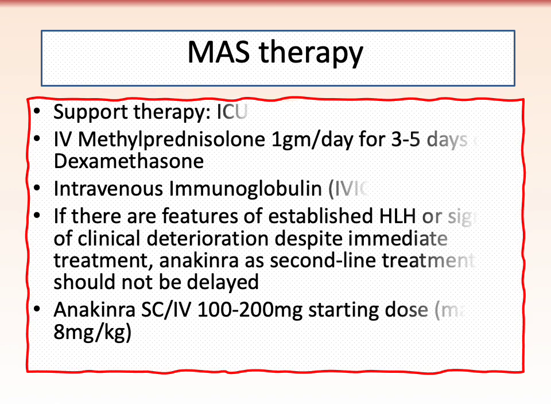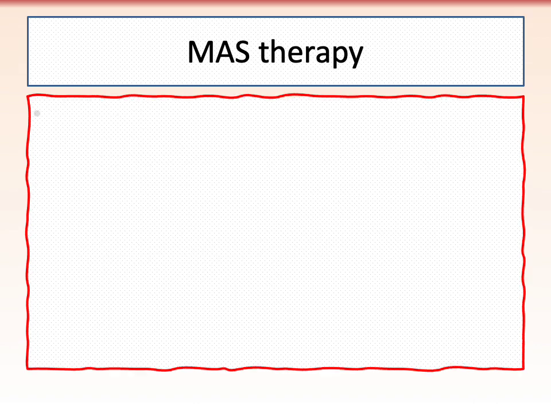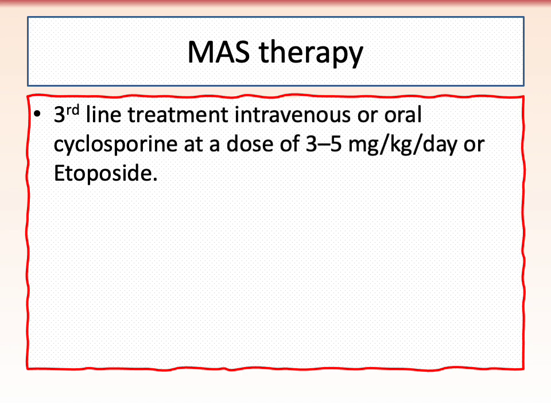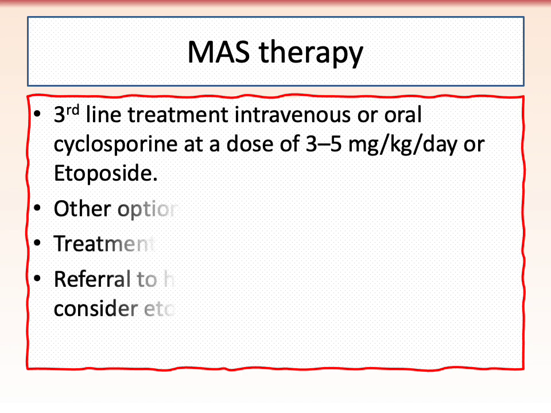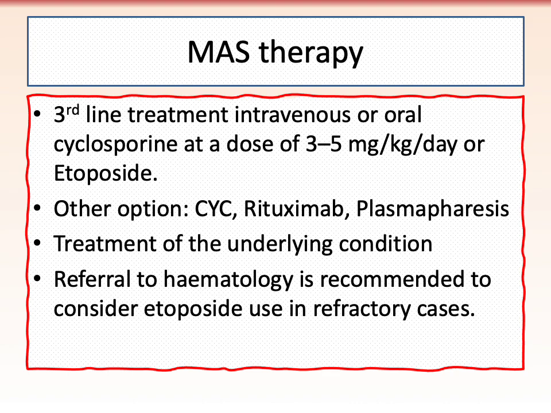Treatment includes supportive therapy at ICU, IV methylprednisolone or dexamethasone, intravenous immunoglobulin. Second-line treatment includes anakinra. Third-line treatment includes cyclosporine, etoposide. Other treatment options include cyclophosphamide, rituximab, and plasmapheresis. Treatment of underlying conditions such as infection and autoimmune condition is recommended.